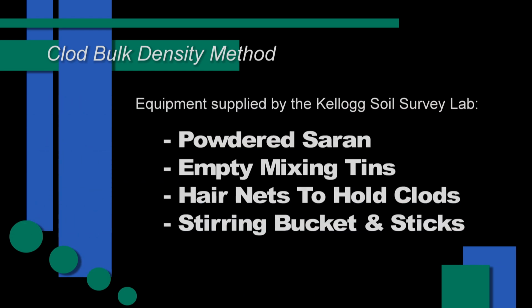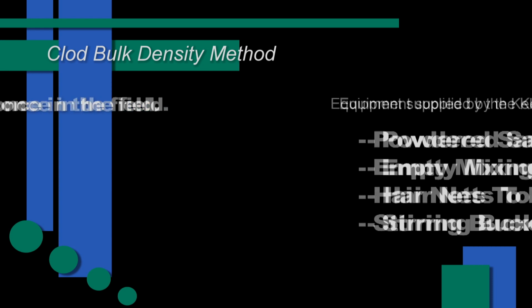Equipment supplied by the Kellogg Soil Survey Lab comes with a standard complement of powdered saran of the appropriate mixture, and empty tins to which you can add locally obtained acetone to dissolve the saran in. We also supply hair nets to hold the clods together when they're laid out on a drying line, and a stirring bucket and a stir stick.